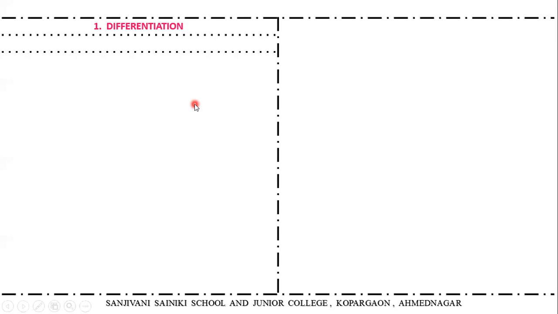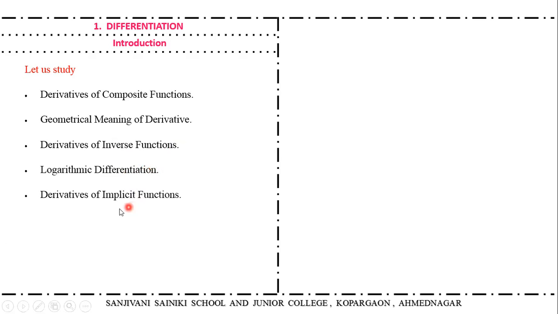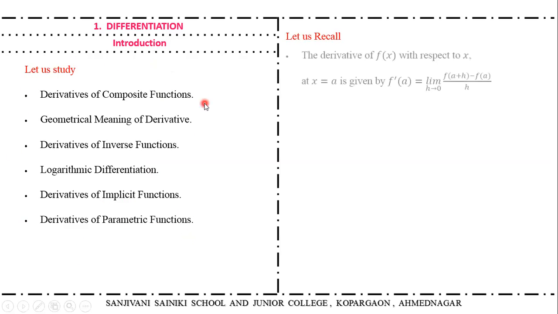Today we are going to study the new chapter from paper 2, that is differentiation. So in that differentiation, let us study what we are going to study in this chapter. The first topic is derivatives of the composite functions, then geometrical meaning of the derivatives, derivatives of inverse functions, logarithmic differentiation, derivatives of implicit functions, derivatives of parametric functions. So this is the content of this chapter.